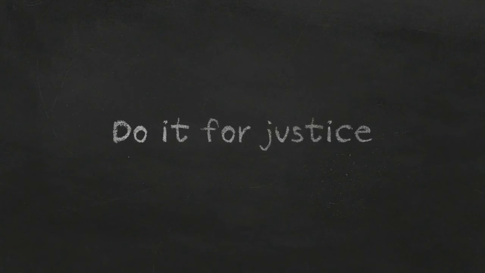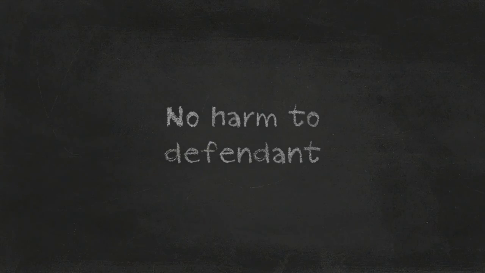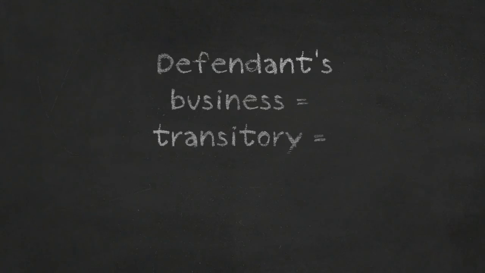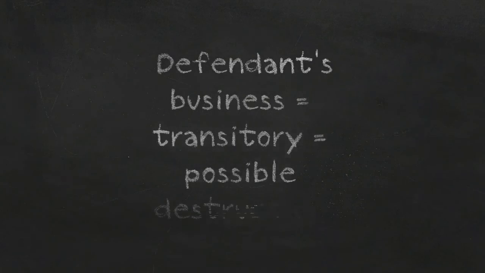Because of its intrusive nature, Anton Piller orders should only be granted in extreme cases where it is necessary for justice to be done, and where there is danger that the defendant would destroy the evidence if they knew beforehand, and finally when the order will do no real harm to the defendant. An Anton Piller order is likely to be granted where fraud, dishonesty, or contumacy is involved, or where the defendant's business is of a transitory nature because it indicates that there is a real danger of the evidence being destroyed.